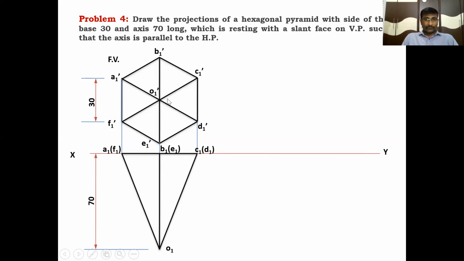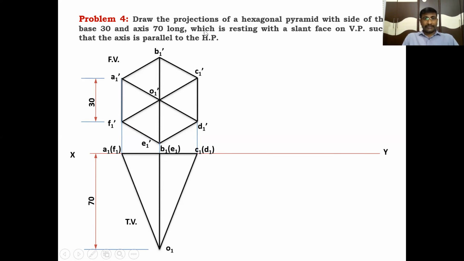This slant edge coincides with this slant edge, and this slant edge coincides with this slant edge. Clear? So after getting the top view, this is the top view position when the axis is perpendicular to the VP. We are locating the base on the VP here.